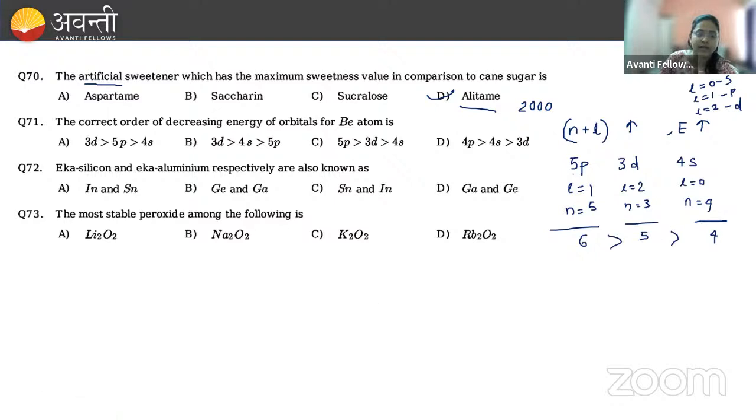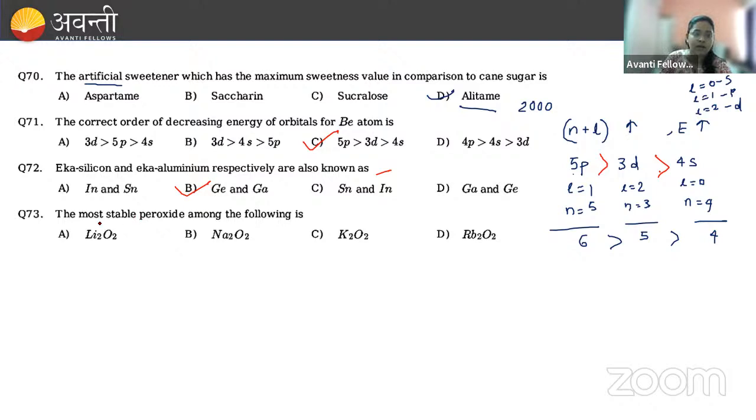So what will be the correct answer? A, B, C, D option. 5p will have more energy than 3d, than 4s. Right, very good. So option C will be correct. Next, Eka silicon and Eka aluminum respectively are also known as, this is a very simple problem. It is given in NCERT, right? So the answer is germanium and gallium, the Eka silicon and Eka aluminum. Any doubt? Okay, now go to the next problem.